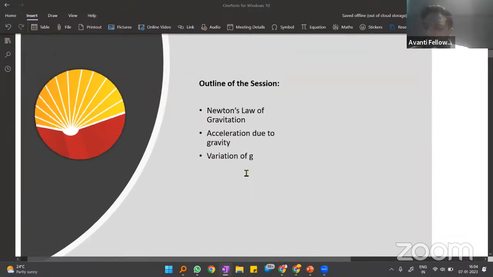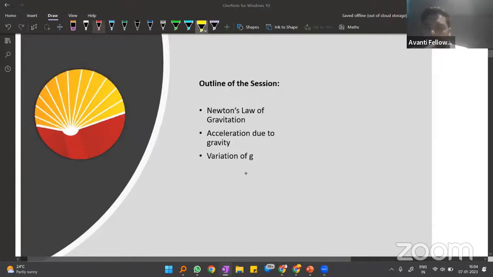So, what are we going to study in this chapter? First of all, in class 9th, we studied this chapter, Newton's laws of gravitation and some numericals related to that, right? We are going to dive deep into the subject in class 11th. For today's class, we are going to study Newton's laws of gravitation, which we already studied. We are going to revise it.